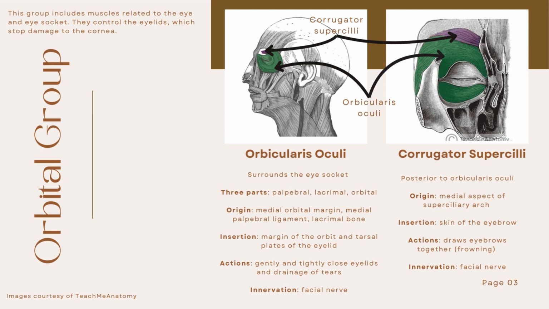Next, we have corrugator supercilii. This is a lot smaller and it's located posteriorly. It originates from the medial aspect of the superciliary arch and inserts into the skin of the eyebrows. The action is to draw the eyebrows together, creating wrinkles, and this is associated with frowning. And the innervation is the facial nerve, more specifically the temporal branches.